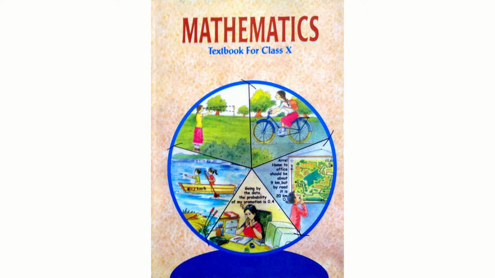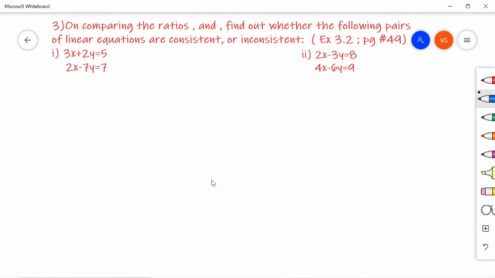I am going to solve CBSE NCERT textbook for class 10 with a detailed explanation for all the chapters. This is problem number 3 from exercise 3.2 on comparing the ratios and find out whether the following pairs of linear equations are consistent or inconsistent. So in this they are given with 5 sets of equations. Again this is similar to the previous problem.